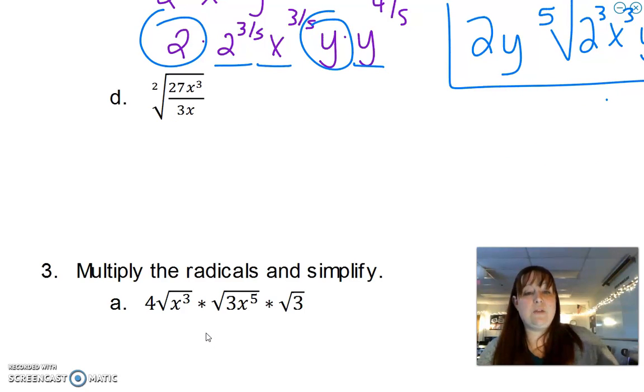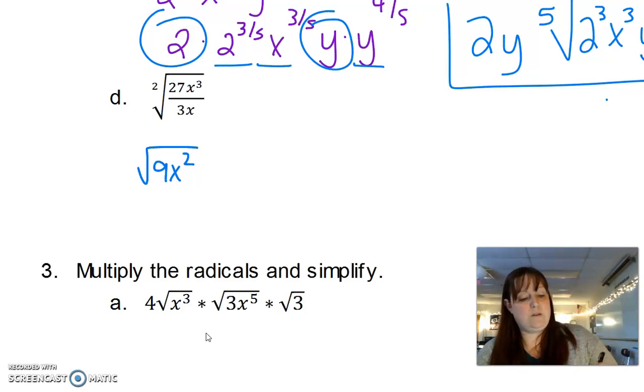Okay, let's look at this one again. We simplify before we do anything else. So 27 divided by 3 is 9. x cubed divided by x is just x squared. And so now we just have the square root of 9x squared, which is the same as the square root of 9 times the square root of x squared. So that is 3x.